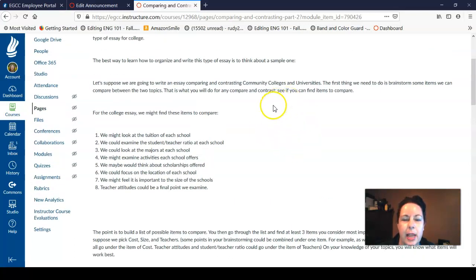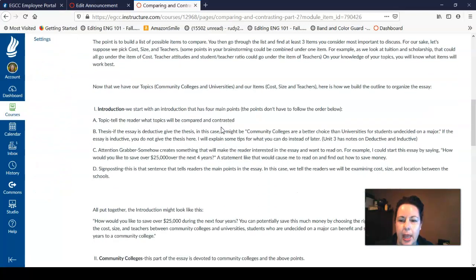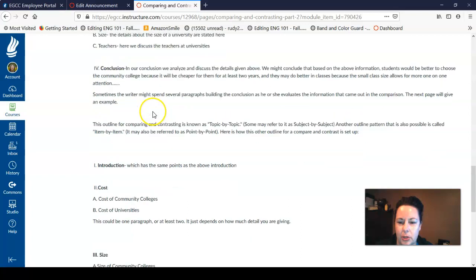This essay would be comparing and contrasting community colleges and universities. Here are the different things that you would want to look at for both of those, if you're going to make a decision. You might have a list like this when you start comparing your 2 items, so then you know what you're going to look at for each one. And if you think back to how to use an outline to organize your essay, this does that very nicely for these 2 topics.